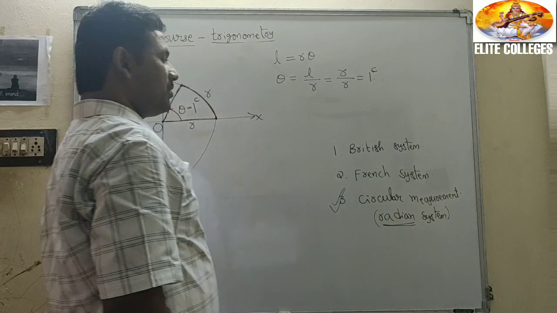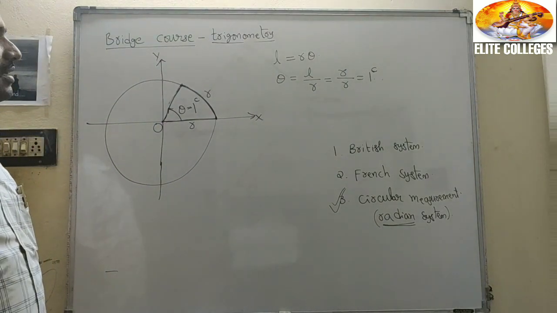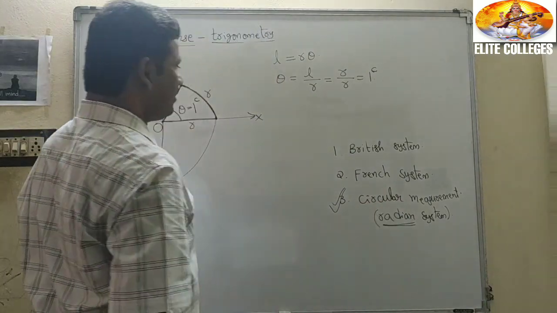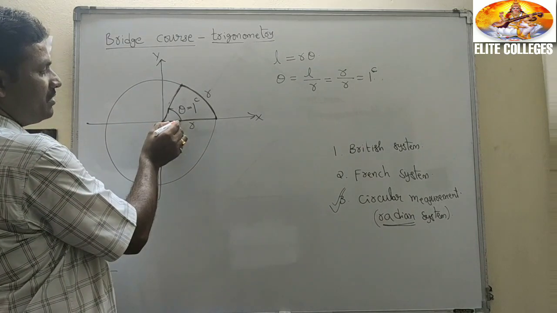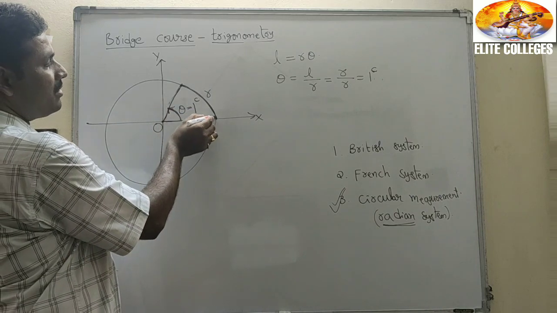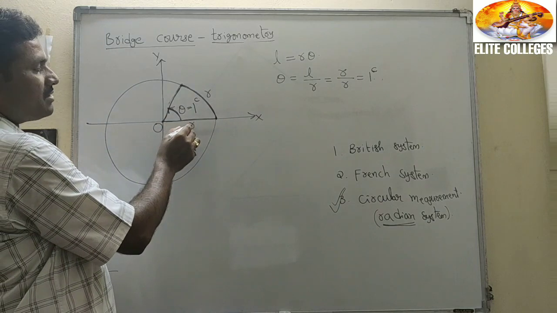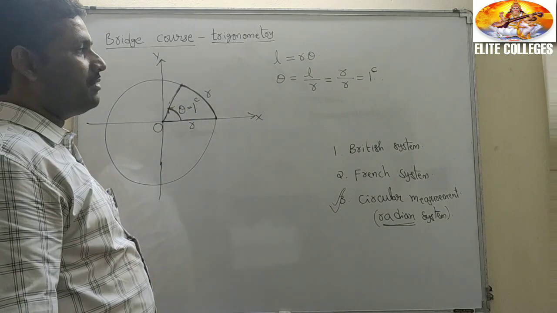So try to understand the relation between the radian system. What is the radian? The amount of an angle subtended by an arc length of r units of a circle of radius r units. This angle is called 1 radian.